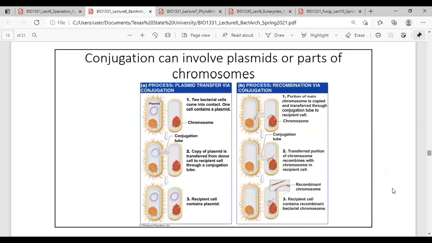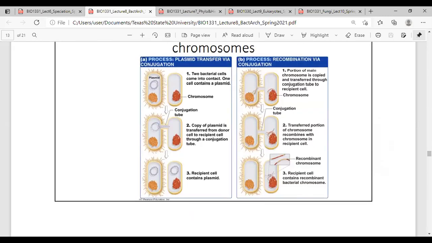Conjugation can involve either plasmids or chromosomes. Plasmids are your ring structures. Chromosomes are your little squiggly spaghetti structures. So they can do lateral transfer. They basically share their plasmids and copy them, and suddenly they're like clones of each other. They can do that with both their plasmids and their chromosomes.